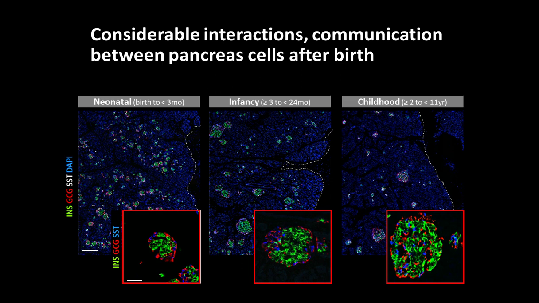And it's also the case that it's during these first few years of life that autoimmunity, which is an important component of type 1 diabetes, is first observed. So for those two reasons, we're very interested in understanding more about the cellular events that are occurring.